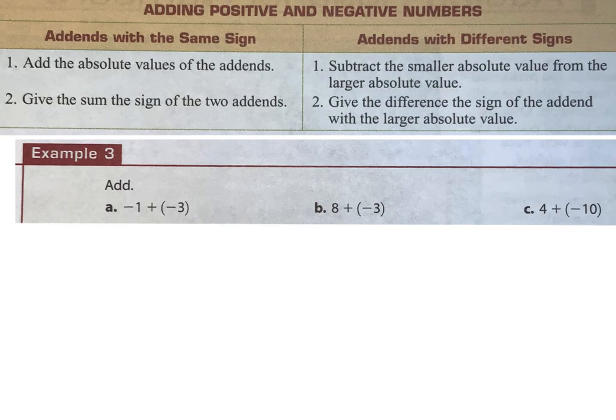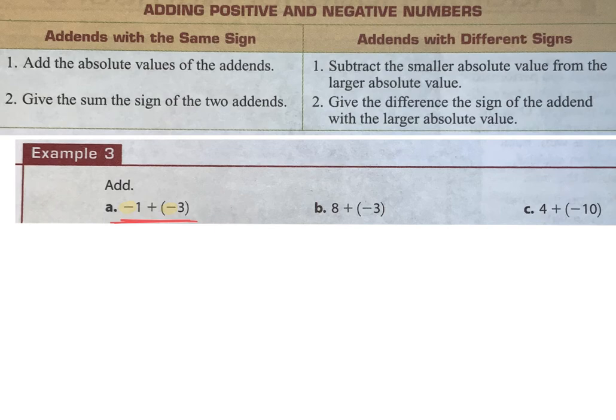They're either both positive or both negative. All you have to do is add their absolute values, so whatever the numbers look like, and then you just keep the sign of what they both were, all right? So like the first example here, they have the same sign, right? I have a negative and a negative that I am adding, all right?